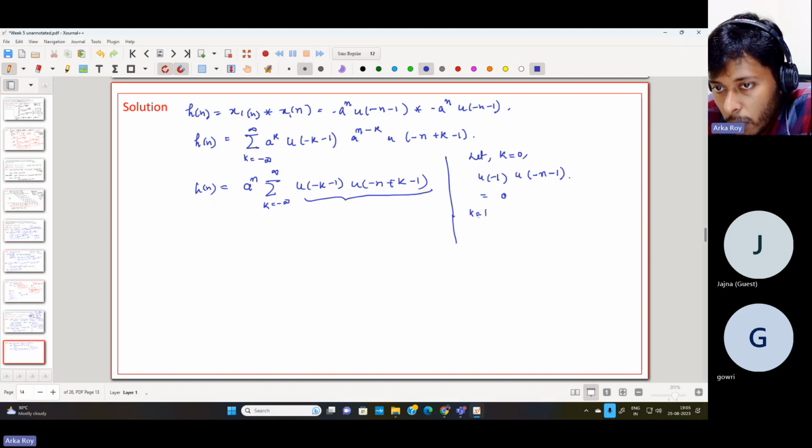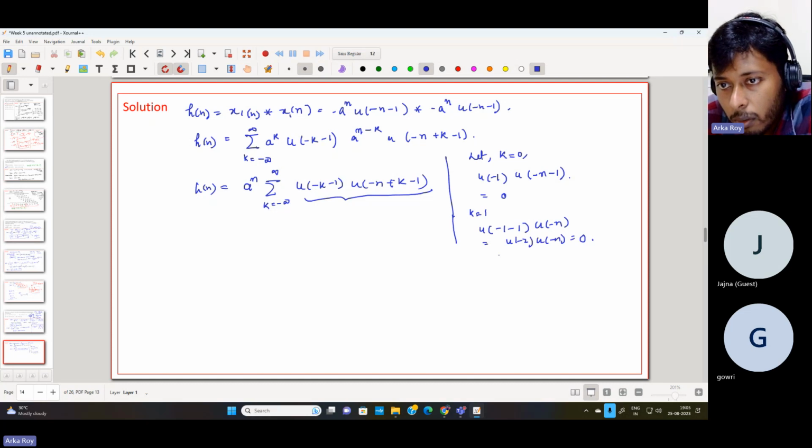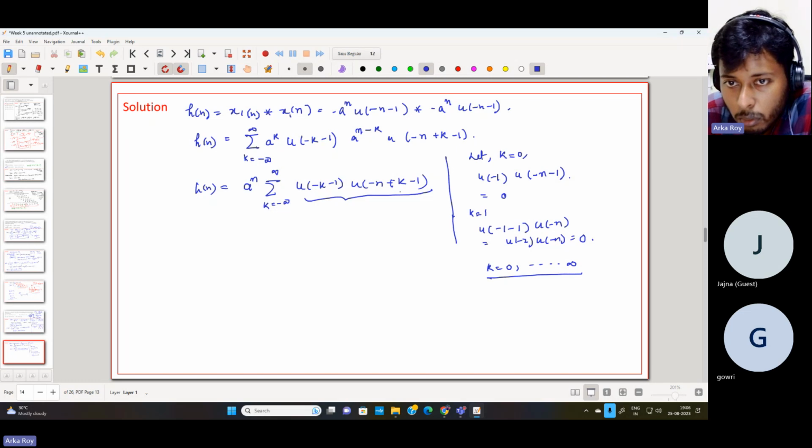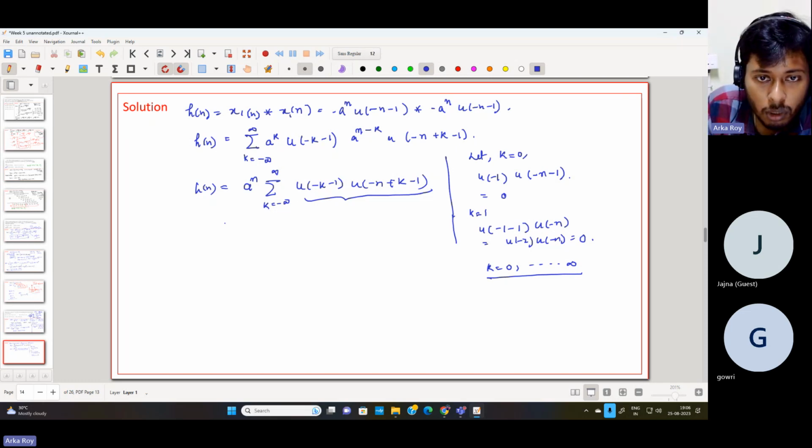Now let us consider k equals 1. Then it will be u of minus 1 minus 1, then u of minus n plus 1 minus 1, which is 0. Here I can see u of minus 2 and then u of minus n. So again, this will be 0. Therefore, for k equals 0 onwards, on the positive side, the argument inside the summation vanishes. So we are bothered about the summation that runs from k equals minus infinity to minus 1.